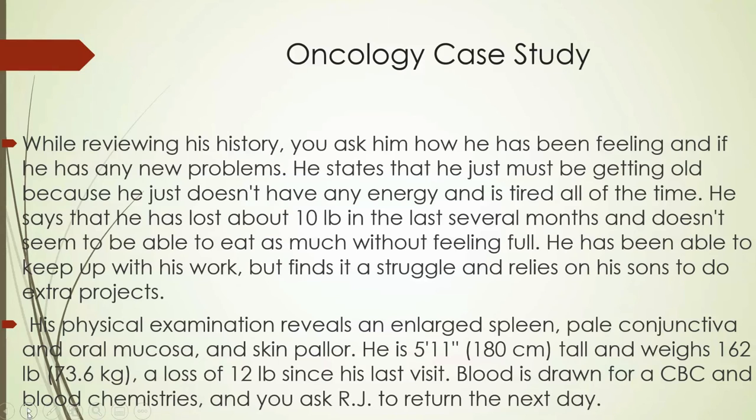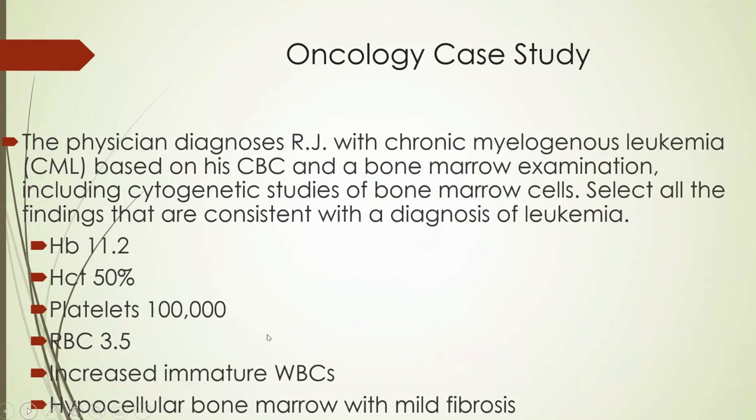And he ends up being diagnosed with chronic myelogenous leukemia. So we talked about leukemia earlier. This is a case where it's a blood condition, but also a cancer. And this is based on his CBC and bone marrow exam, including a study of his bone marrow cells. So I want to look at what would be consistent with a patient developing leukemia.